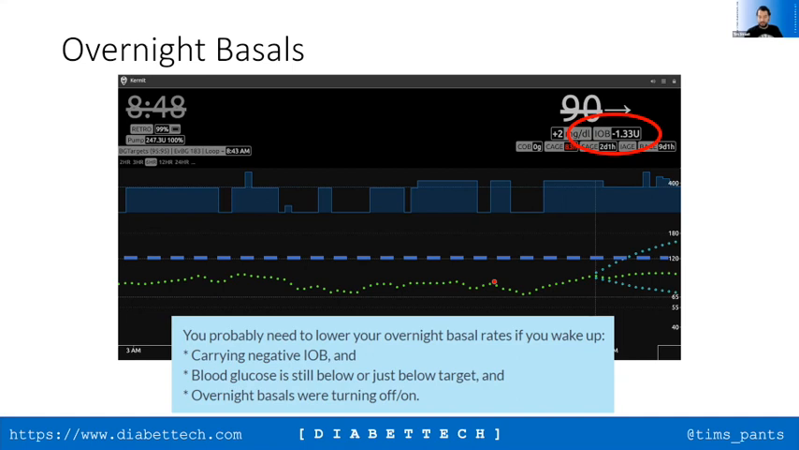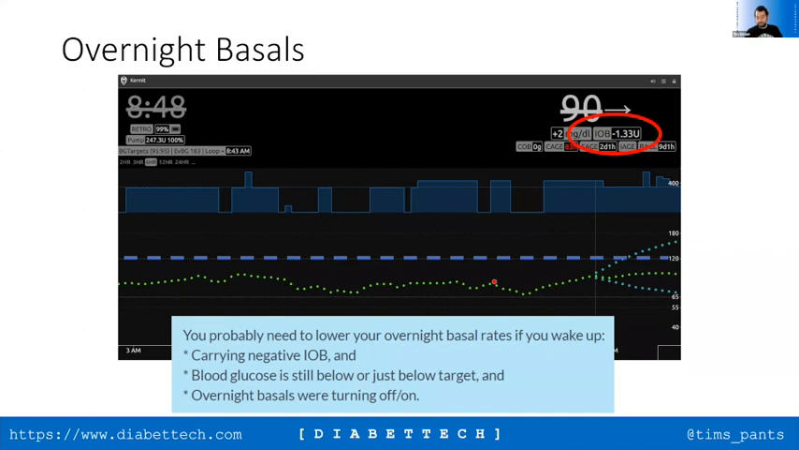The key thing is that you've got negative IOB and your glucose levels aren't actually running around the target level that you want them to be at. The other thing to take away from your overnight basal being too low is that it's likely that something similar is going on throughout the day.